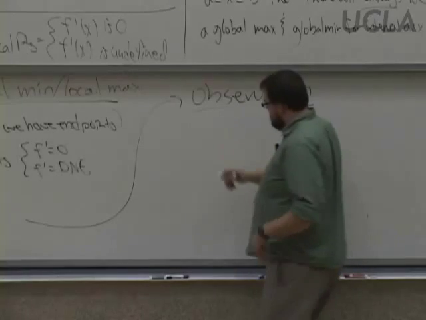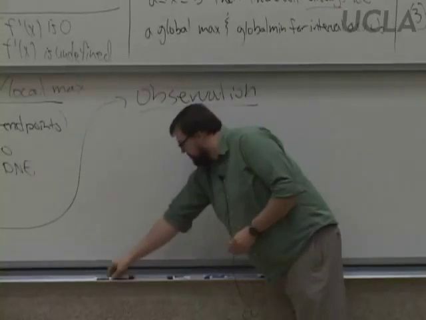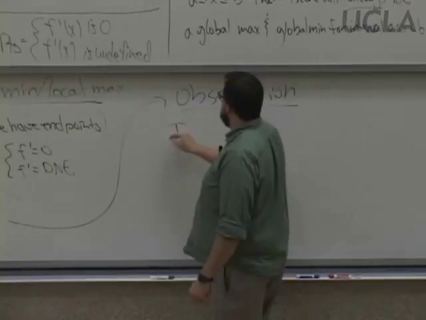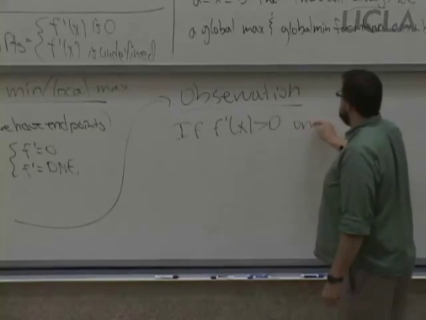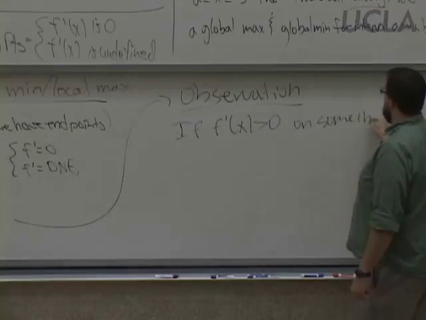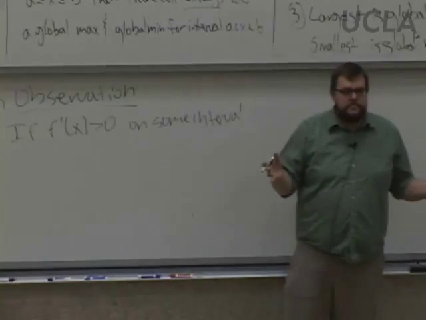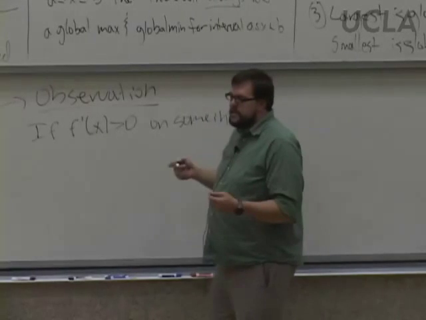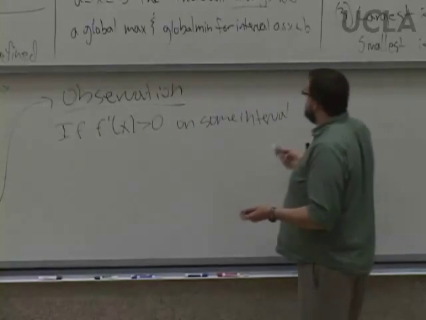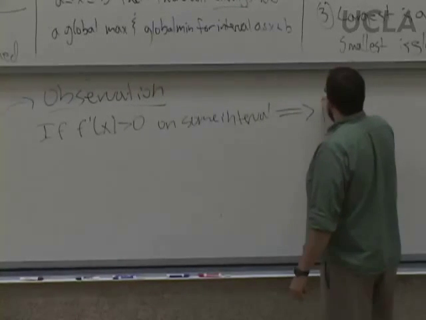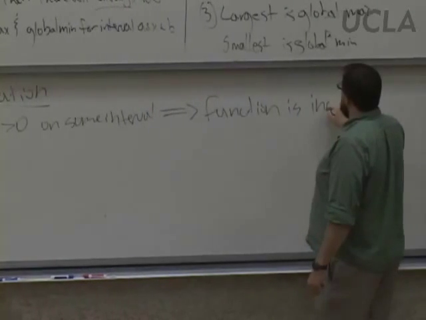Very simple. We've said this before so many times that by now, hopefully it's pretty convincing. If f prime of x is positive on some interval, so not just at a point, but let's say it's positive over some interval, what should our function be doing? Yeah, the function should be going up. So the function is increasing.